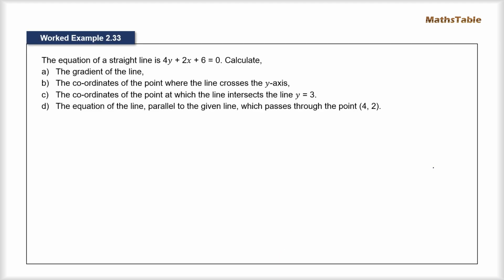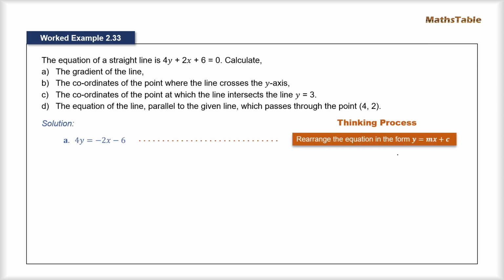Now in the final question, we have an equation of a straight line 4y plus 2x plus 6 equal to 0. And in the first part A, we are required to calculate the gradient of this line. Now just by looking at this form of the equation, it's not possible to deduce the gradient directly. However, if we rearrange this equation into the gradient-intercept form, which was y is equal to mx plus c by making y the subject of the formula, then the coefficient of the x term will be the gradient of this line.